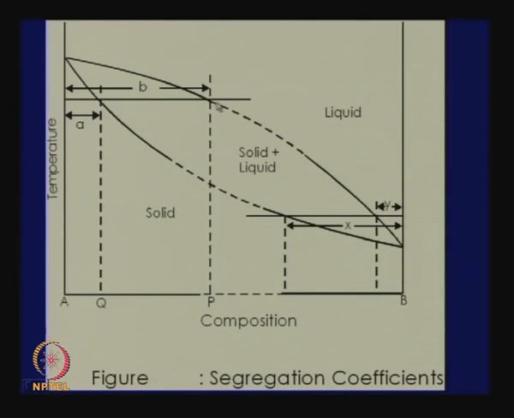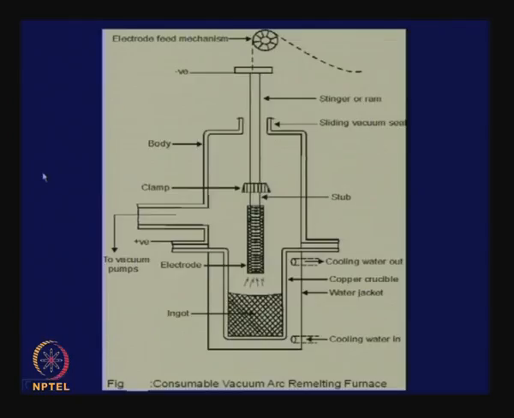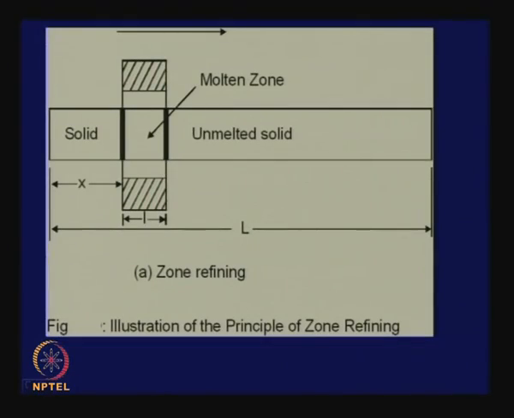Of course, there will be very little of this liquid, because by the lever rule it is inversely proportional. Suppose your starting composition is this, then if you go here, you will have a liquid of this composition and a solid of this composition, which means if you create a liquid phase inside a solid, the composition of the liquid is different from the composition of the solid. This basic principle is made use of in zone refining.